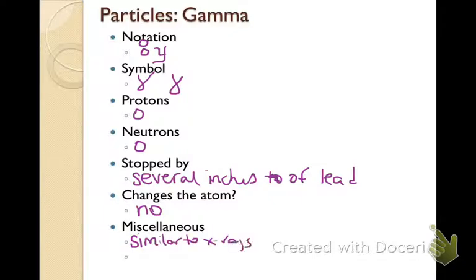X-rays and microwaves. But these are higher in energy than X-rays or microwaves, so they have high energy.